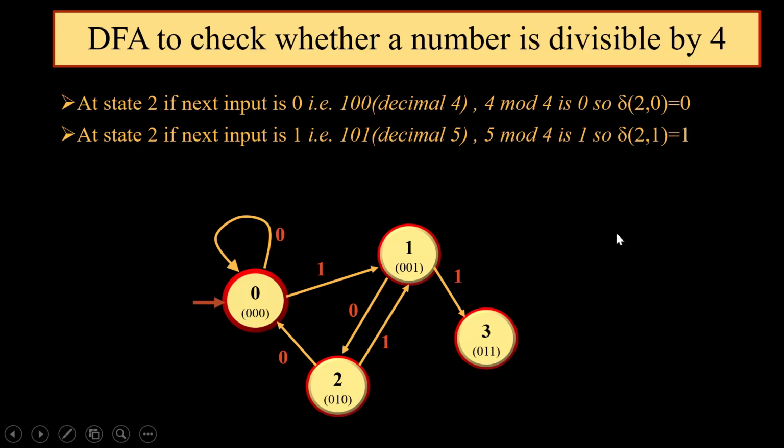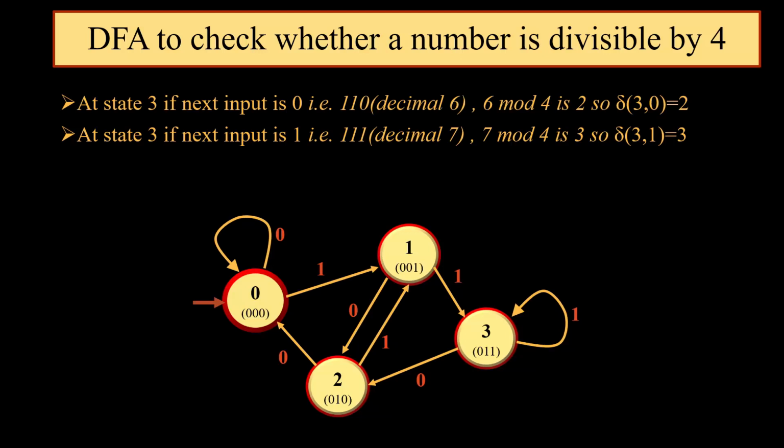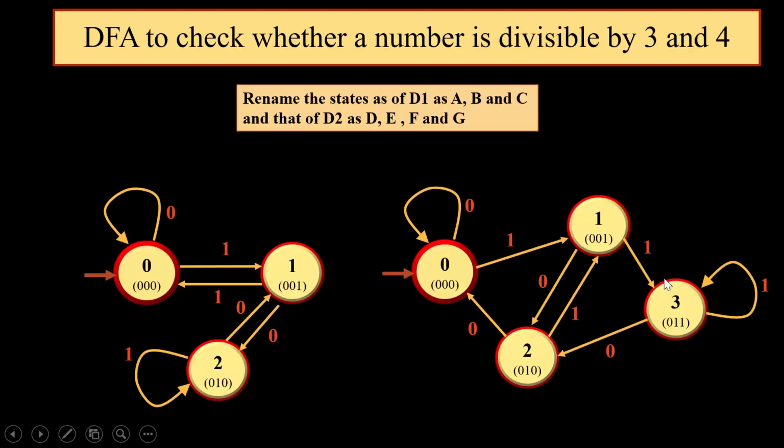We are left only with one state, that is state number 3. We are at 1 1. 1 1 0, that means 6. 6 mod 4 is 2. So transition from 3 to 2 on 0. And the last one is if we are at 1 1 and we get 1, that means 7. 7 mod 4 is 3. So delta transition of 3 comma 1 will give us 3. Here is a self loop of 1 on 3.